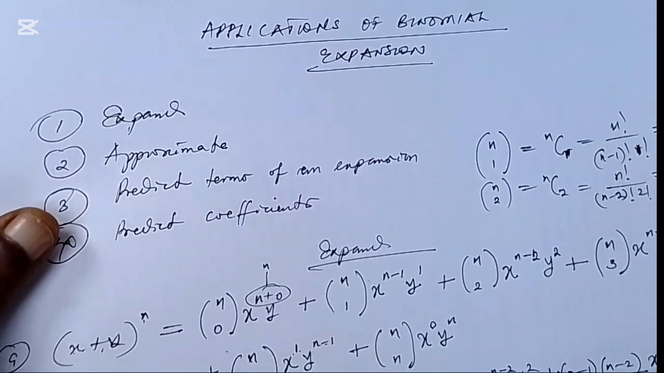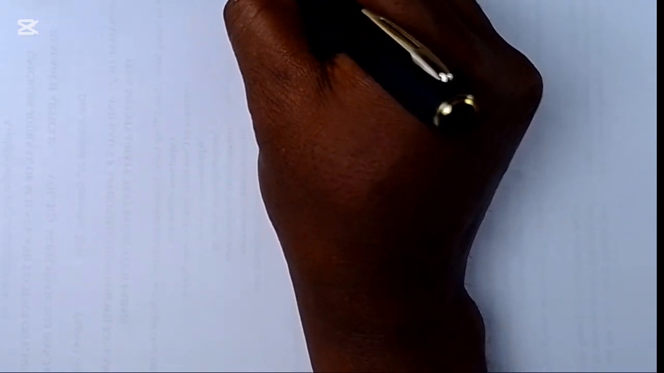Let's now go to the third application. We say the third application is to predict terms of an expansion. So let's see. Take for instance, in binomial expansion, not all the times will you be asked to expand, not all the time will you be asked to approximate. Sometimes you may be asked to predict a certain term in a particular expansion.